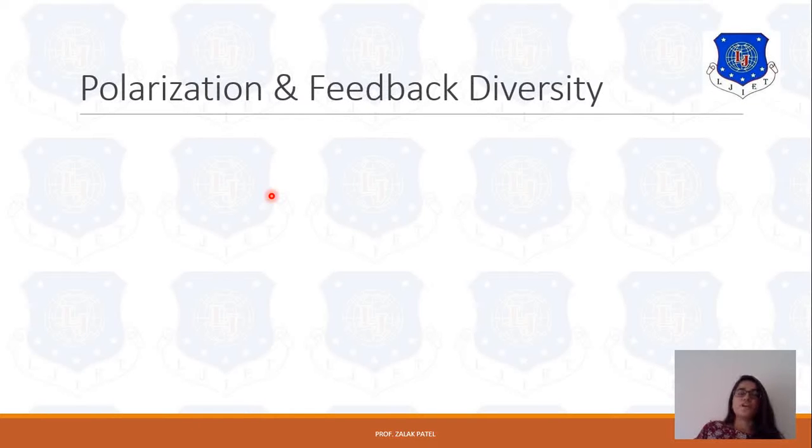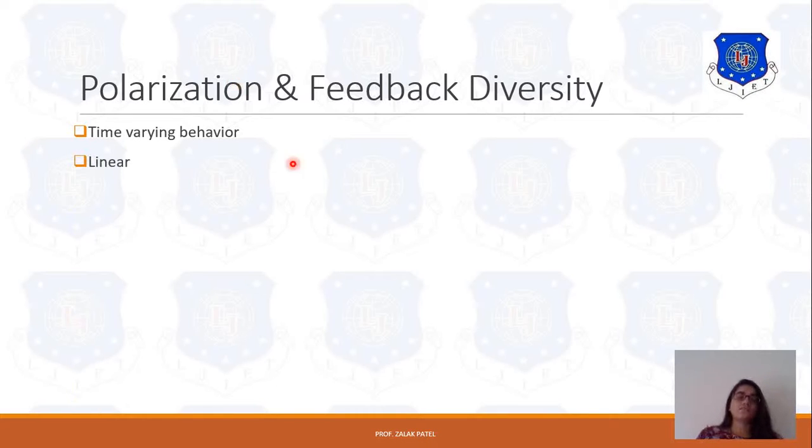Next is polarization and feedback diversity. So first we discuss polarization diversity. Mainly, polarization is the time varying behavior of field strength. Because of the time varying behavior of the electric field strength, there can be three types of polarization in a system. The first one is linear polarization.